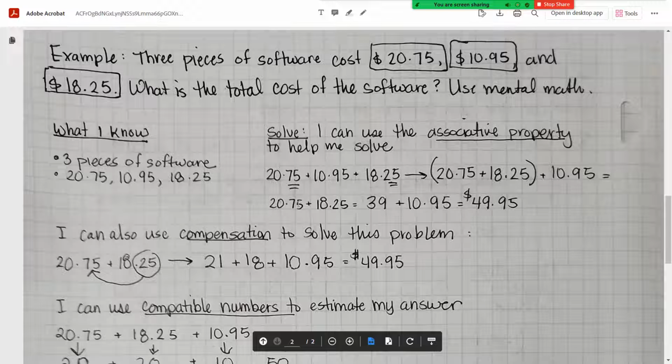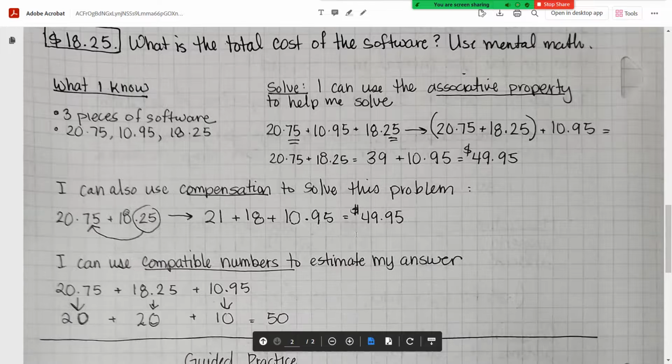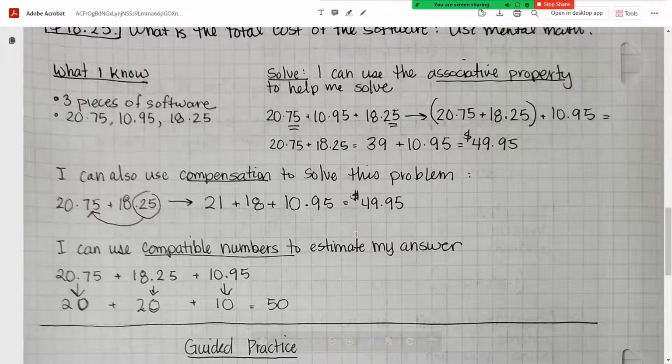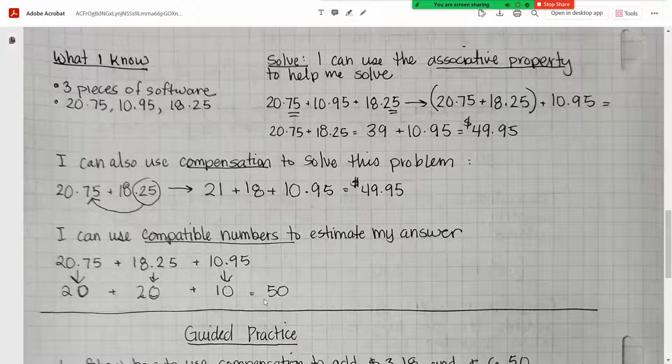So when I added these two numbers together, the $20.75 plus the $18.25, I got a total of $39. $39 plus the $10.95 equals $49.95. Now, I can also use compensation, and this is the way that I was just talking to you about.